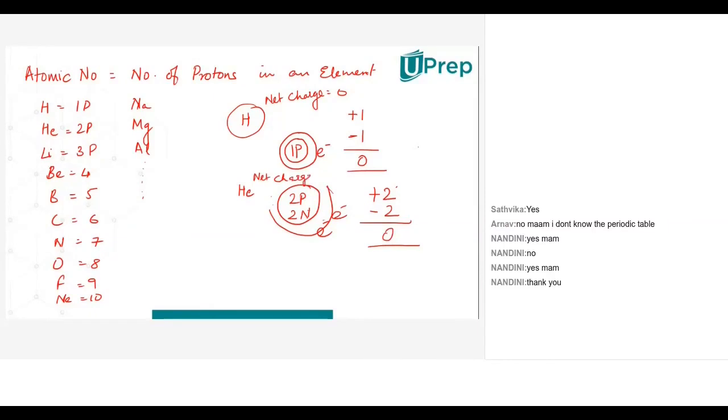Now the net charge on all of these atoms similarly will always be 0. It has to be 0 because the number of electrons is equal to the number of protons. But remember, atomic number is always given by the number of protons, not by the number of electrons and not by the number of neutrons. Okay, so in a neutral atom where the net charge is equal to 0, the number of electrons will be equal to the number of protons. Okay.